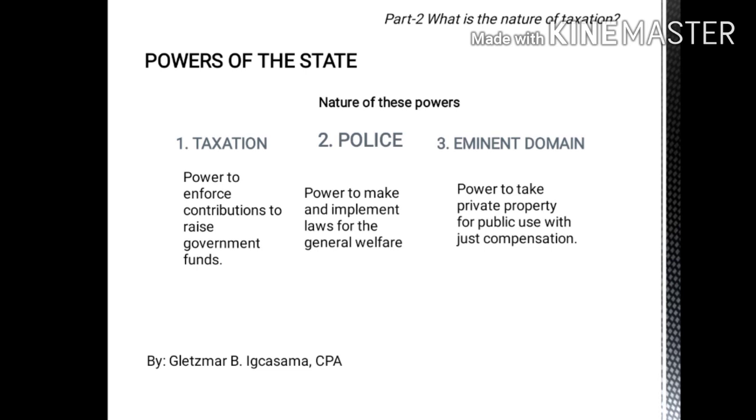So these are the three inherent powers of the state. When the state was born, kakambal na ni silang tulo. So these are the basic concepts of these powers, and we are still on stage one.